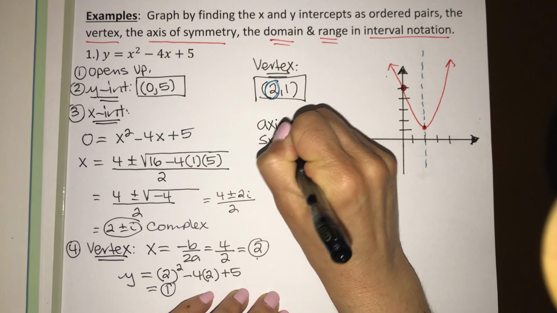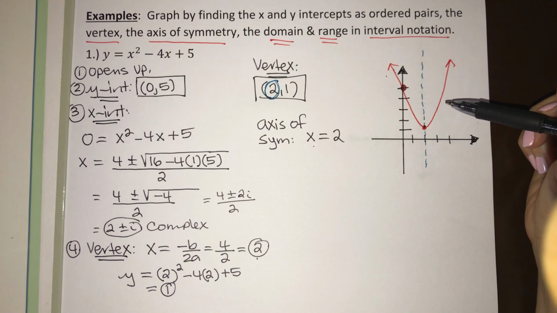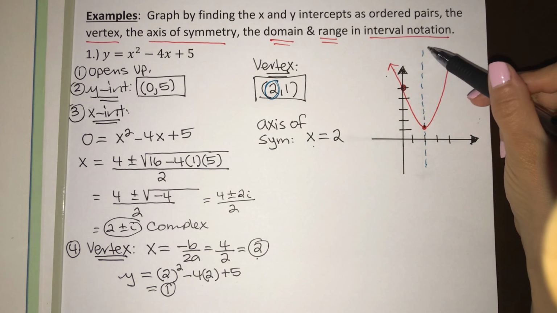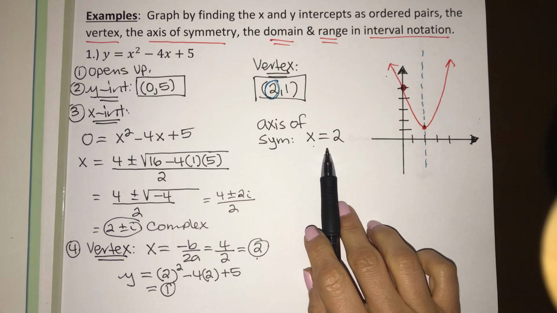And we need to write it this way, x equals 2, because it is the equation of a vertical line. I don't just want to write 2 because that doesn't mean anything. This is a line, and that's the equation of the line. So we have to write it this way.